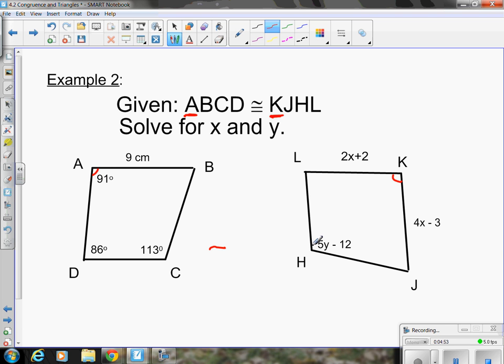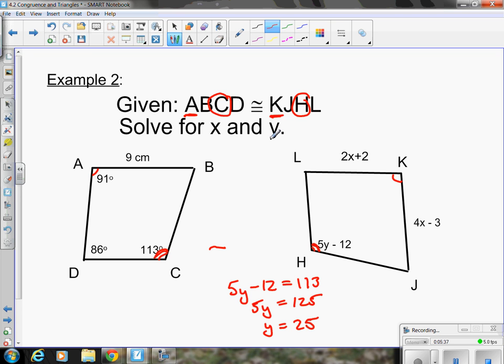But that doesn't help us. We want to know about angle H. What angle matches up with H? H, that's the third one in, matches up with C. This angle and this angle are congruent. And now I can use that to write an equation. I can say 5y minus 12 equals 113. Add 12 to both sides. 5y equals 125. Divide by 5. Y equals 25.